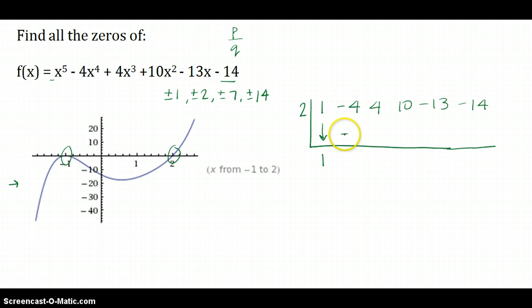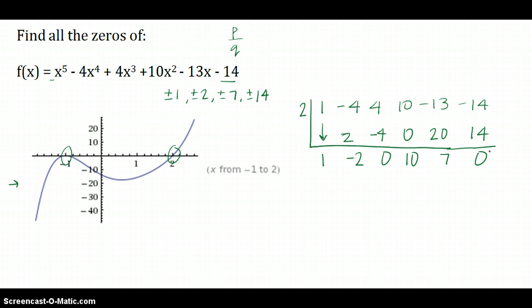1 times 2 is 2. -4 plus 2 gives us -2. Then we have -4. Add those together, we get 0. Multiply, get 0. Add 10 plus 0, we get 10. Multiply 10 times 2, we get 20. Add -13 and 20, we get 7. 7 times 2, 14. So we get a remainder of 0, which is perfect, exactly what we wanted.